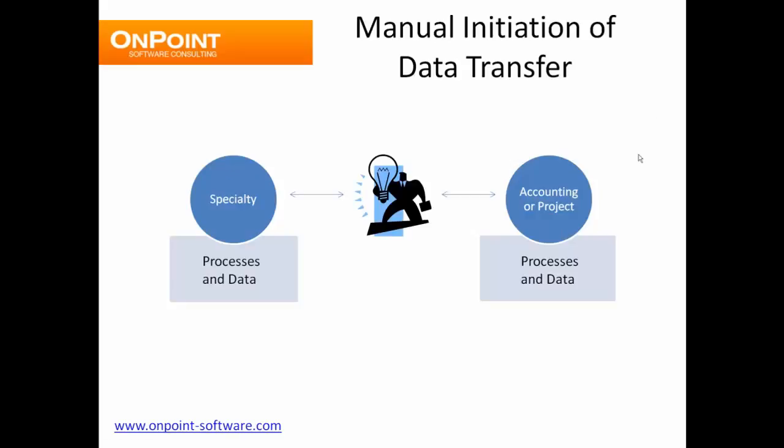In this example, we've got a manual process in between. We've got a person who has to remember to do something. They may initiate exports and imports. This is the example of humans with the potential of doing human error.